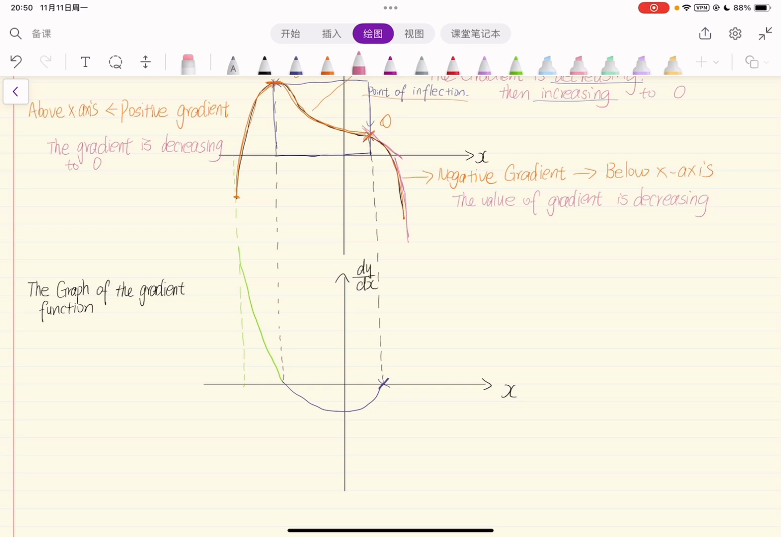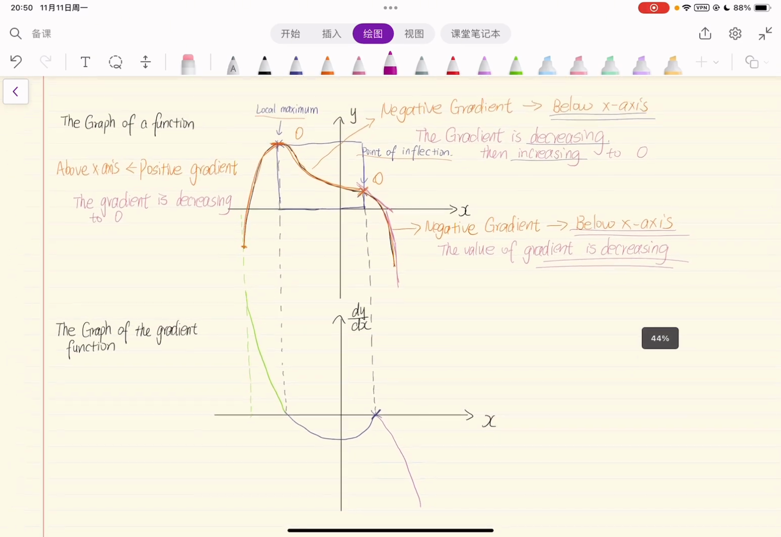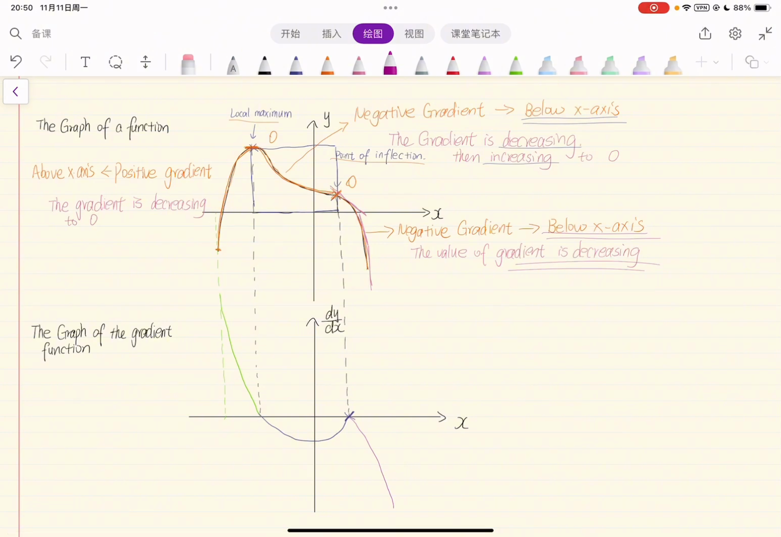Remember that it is below the x-axis and the value of the gradient is decreasing. So it should look like that. Now we have completed the graph of the gradient function of this function. This is y equals f dash x. This is the graph of the gradient function.